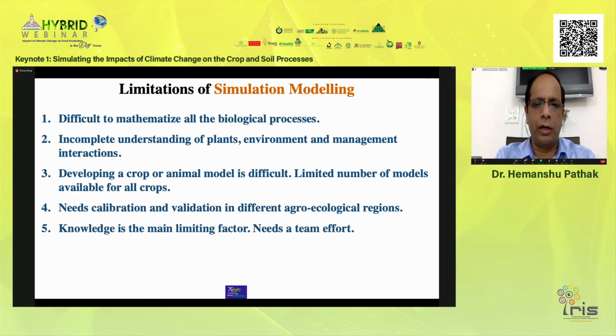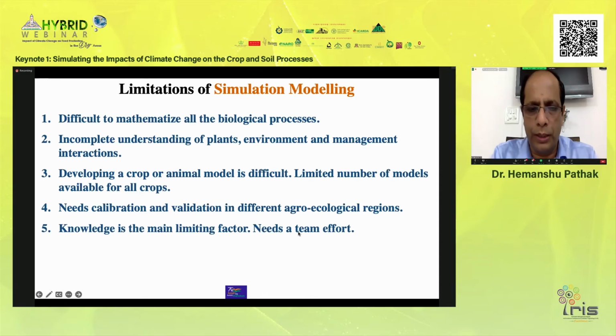Now, developing a crop or animal model is difficult, as I mentioned, and there are a limited number of models available for all crops. Most of the models cover a few crops, not all the crops which are grown globally. Therefore, we need calibration and validation in different agroclimatic zones, which is a prerequisite. And again, knowledge is the main limiting factor.